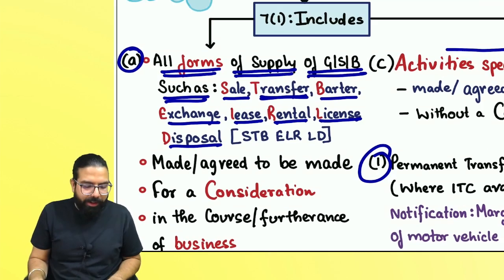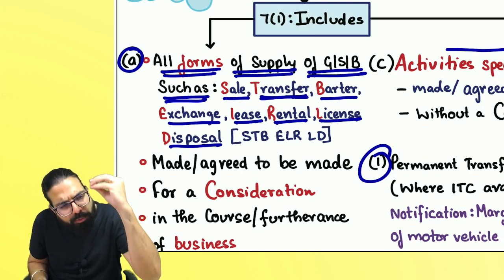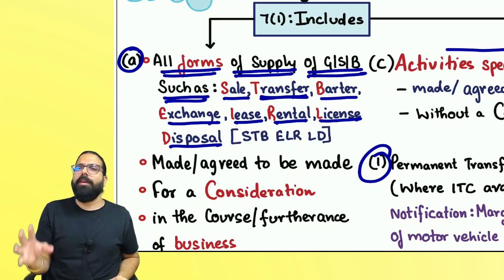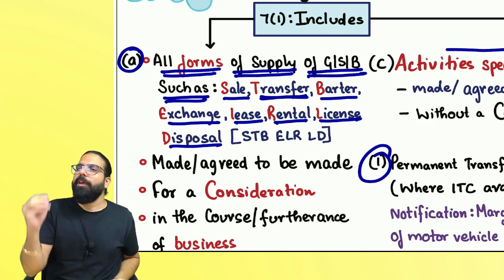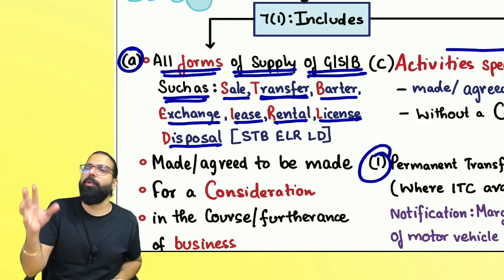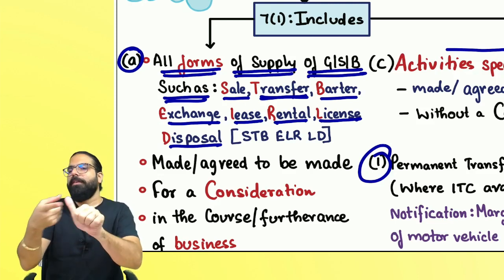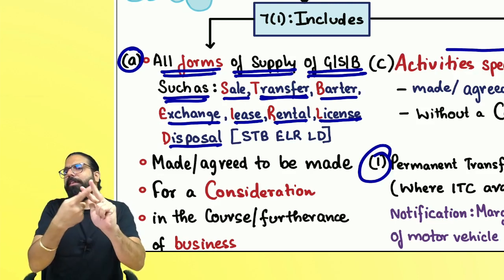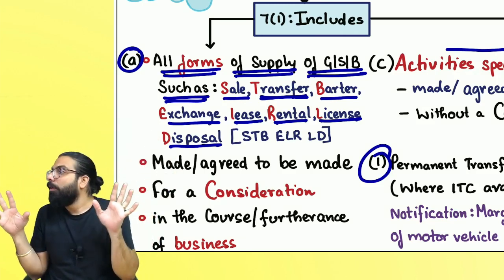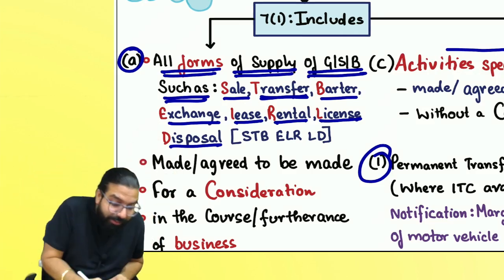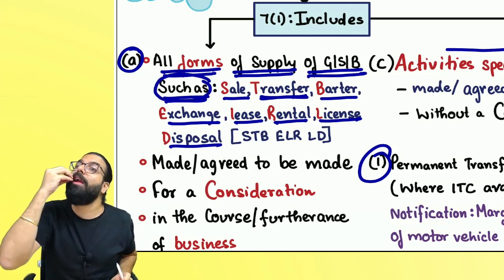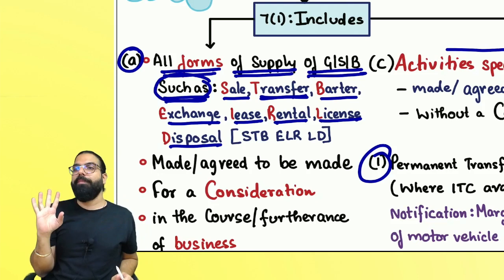What they are telling us is all the forms of supply of goods, services, or both, whether you call it sale, transfer, barter, exchange, lease, rental, license, disposal, whatever you call it. It says all forms, and this is "such as". What do you mean by such as? It is only for example. If you have any other name also, that is also included.